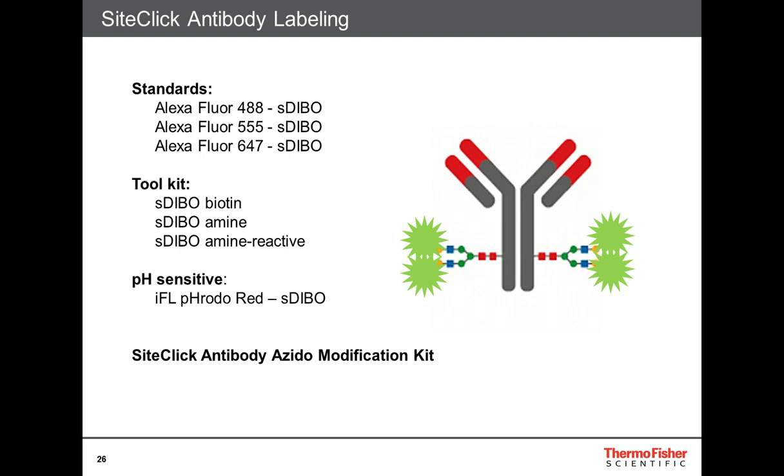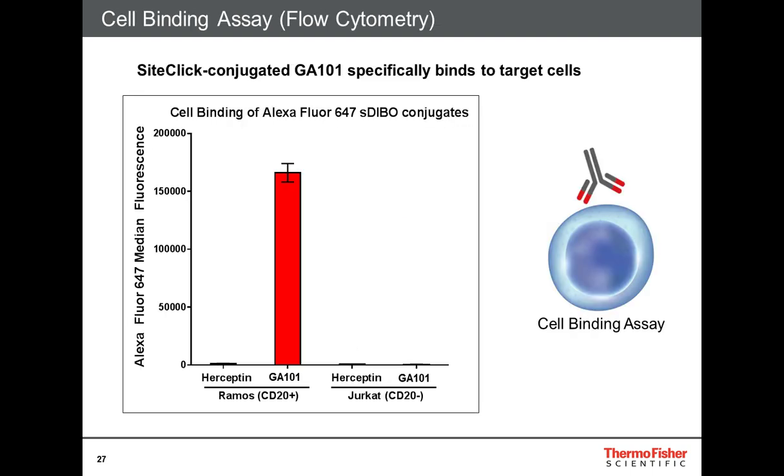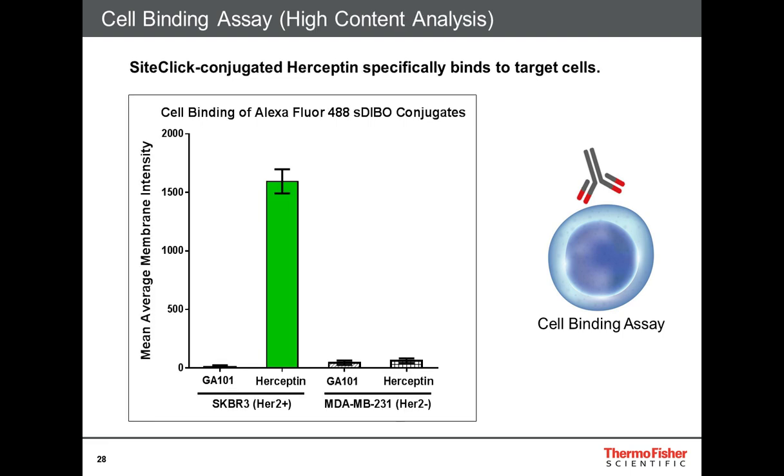And so at a basic level, if we use Alexa Fluor 488 or Alexa Fluor 647 and conjugate those to our model antibodies that we discussed previously, we can see that an Alexa Fluor 647 S-dibo conjugate of our Gazyva will specifically recognize the CD20 antigen on our Ramos cells. So in a standard cell binding assay, in this case with suspension cells analyzed with flow cytometry, we have a very specific signal with low background in all of our controls, just to show that this performs as we'd expect.